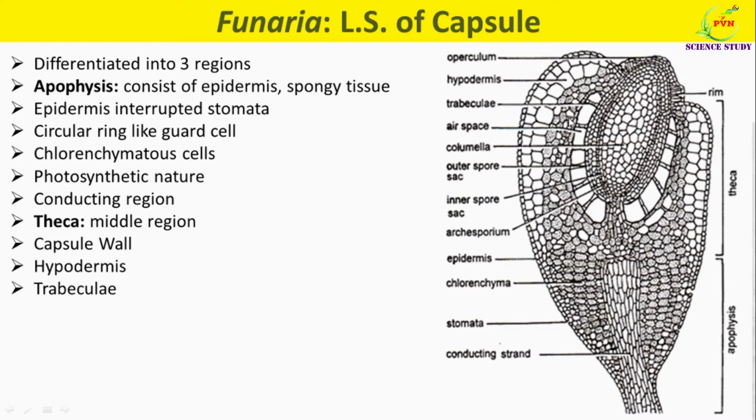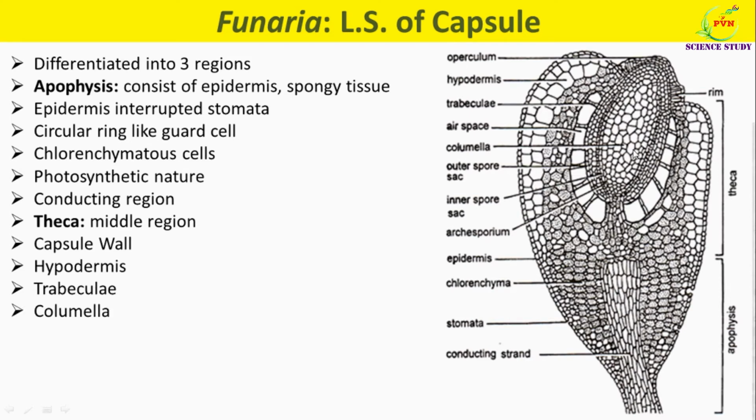Internal to chlorenchymatous, there is presence of trabeculae. So these are the trabeculae. This is a cylindrical air sac traversed by narrow elongated chlorenchymatous strips known as trabeculae. These trabeculae unite the wall of the theca to the spore sac, which is towards the interior side. So this is the spore sac and this is the region of theca. So the connection between the spore sac and the theca region is the trabeculae.